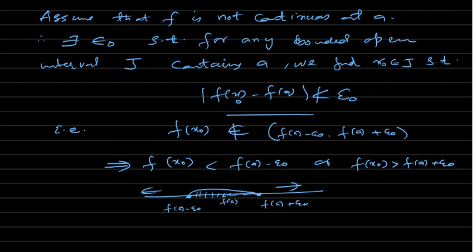Okay, so let's take case 1. Let's take this case. Suppose f of x naught lies here. It's in this part. So that means f of x naught is less than f of a minus epsilon naught. Okay, f of a minus epsilon naught. So here it's f of a plus epsilon naught.